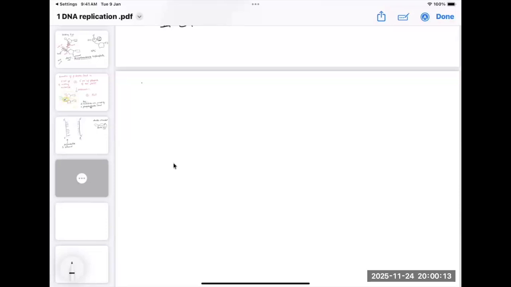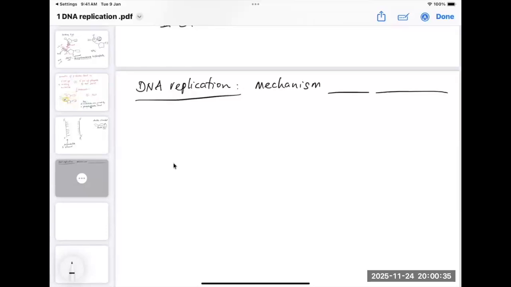Now comes DNA replication. What is the method of replication? What do you mean, what's the mechanism? When they say what is the mechanism, what are the two words that you must give? Semi-conservative. So for DNA replication, these two words must pop up in your mind.